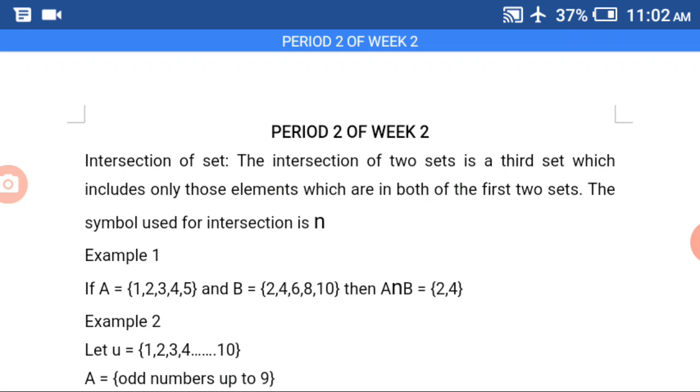So by next class, inshallah, we want to look at complement of sets. Is that clear? Are we together?